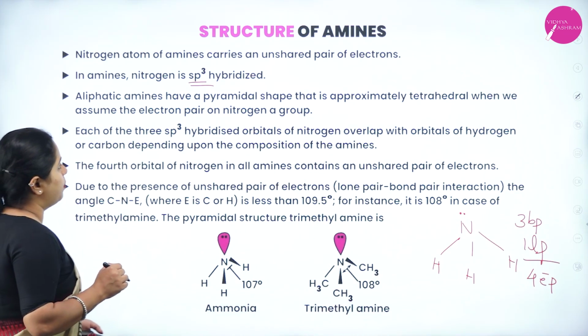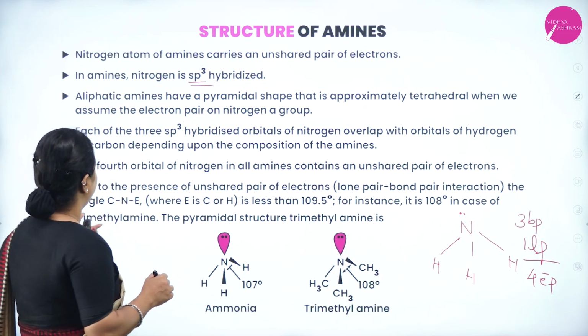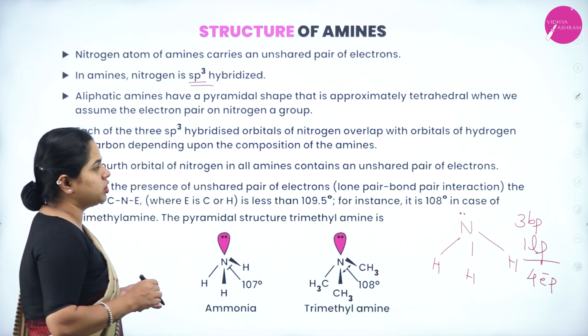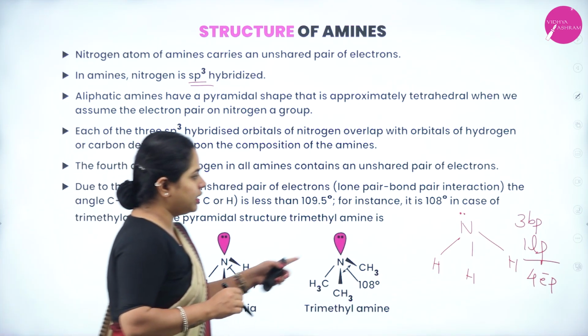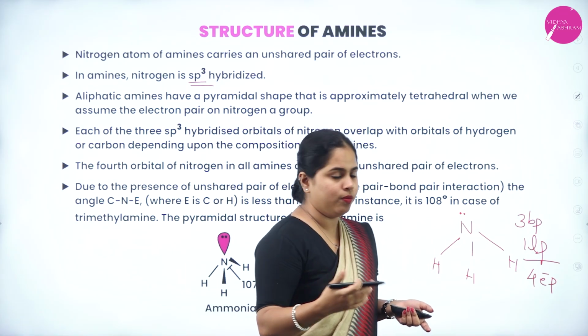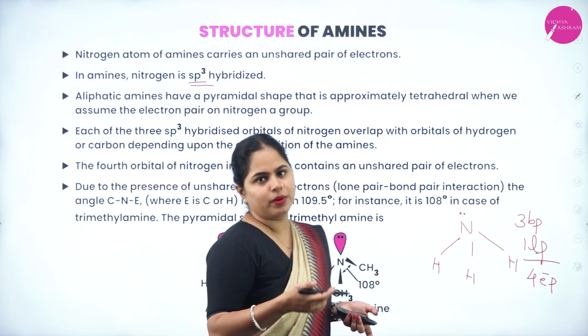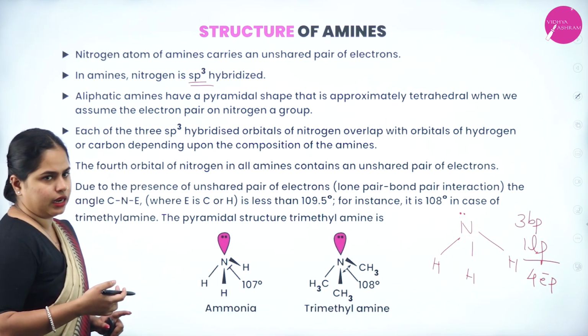Now aliphatic amines have a pyramidal shape that is approximately tetrahedral when we assume the electron pair on nitrogen as a group. Okay. So if you are considering this electron pair, that is the lone pair of electrons, also as a group, then totally 4 electron pairs will be there. In that case, it is supposed to be tetrahedral, right? So that is a tetrahedral shape.